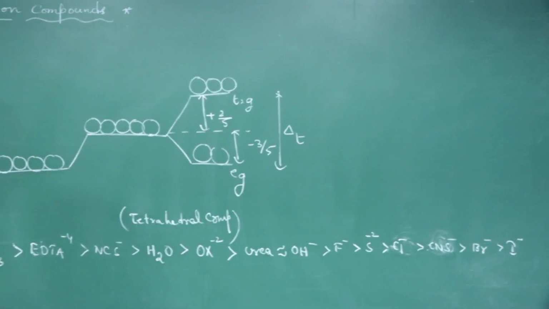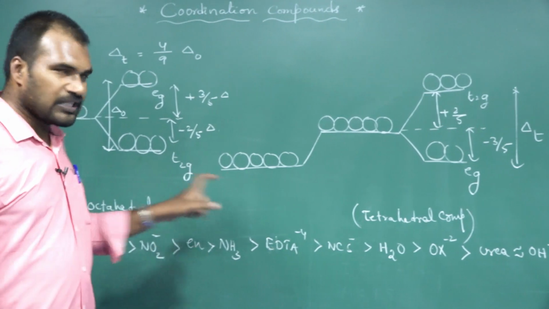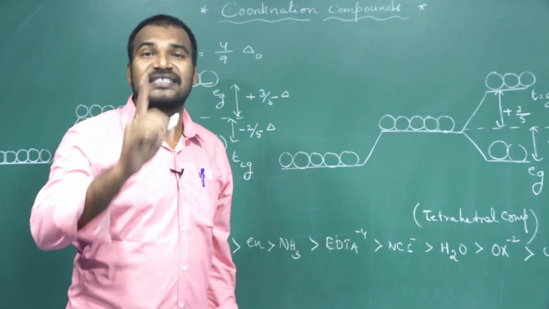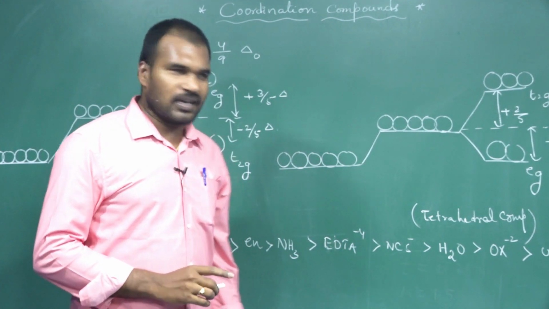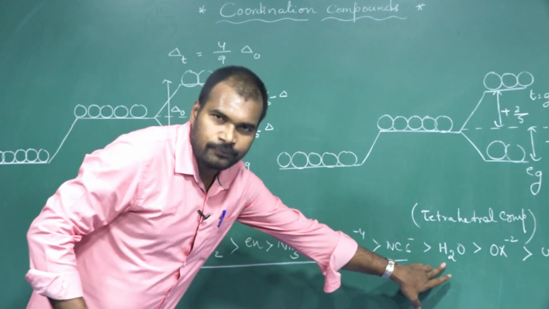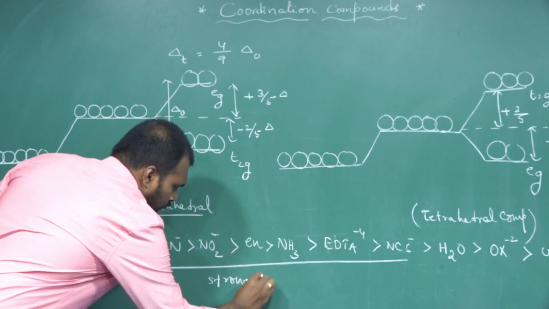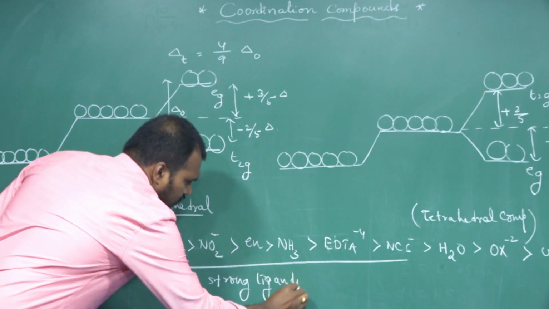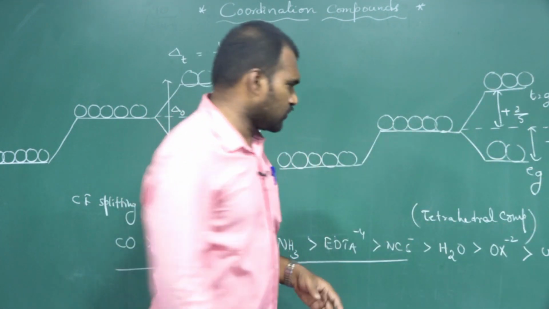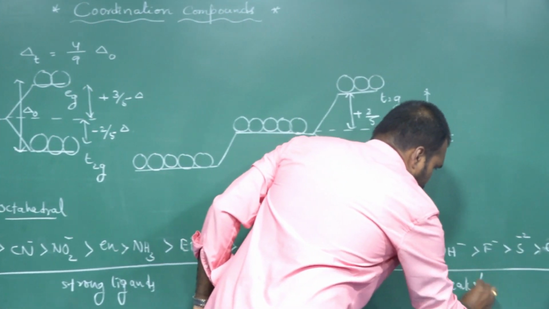So this is the order of ligands on the basis of crystal field splitting energy, and this series we call it as what? Spectrochemical series. And in this spectrochemical series, the ligands which are present above water are strong field ligands. These all ligands are strong field ligands, and the ligands which are present after the water in the series, these all ligands are weak field ligands.